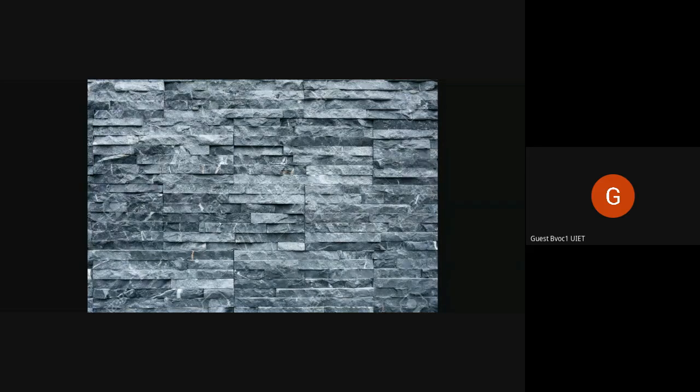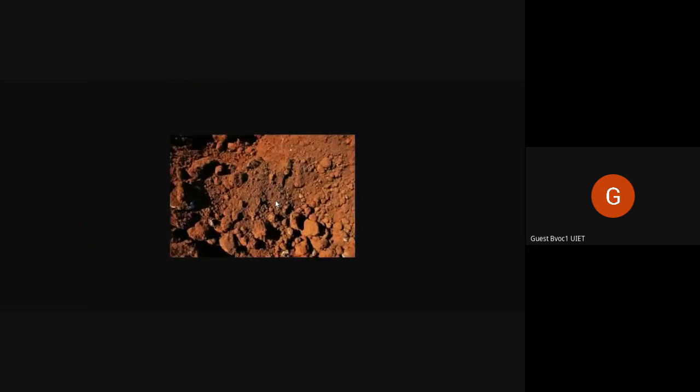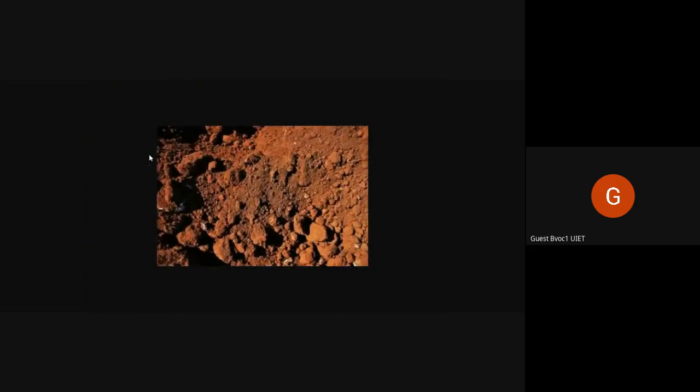It is not inherently found in blocks like laterite is. It is most usually used as sand. See, this is what morum looks like. It's used for gardens, landscaping, forming paths, and all that.